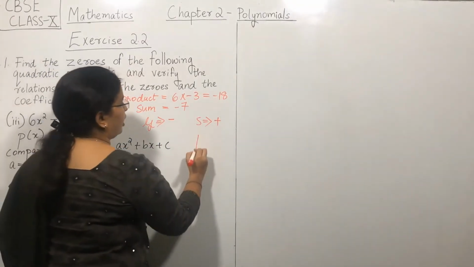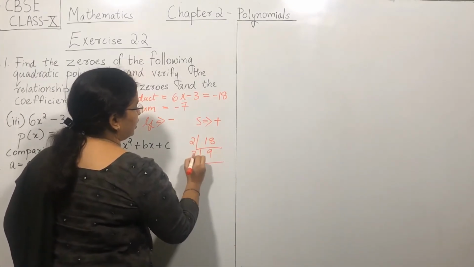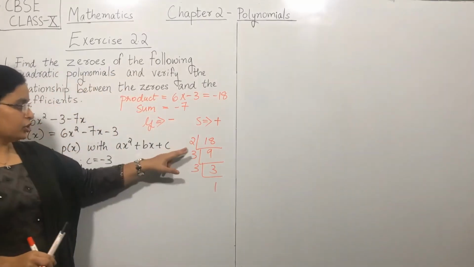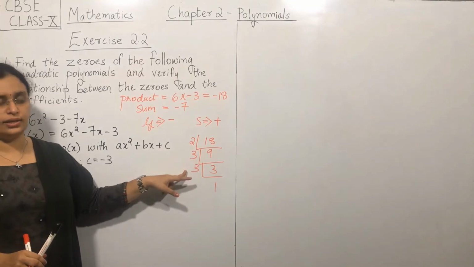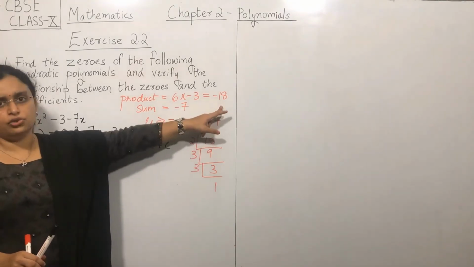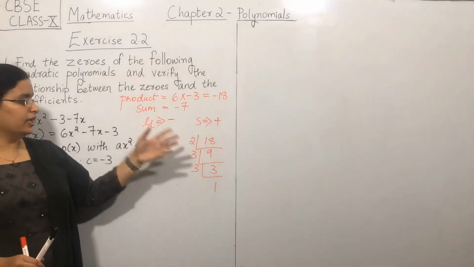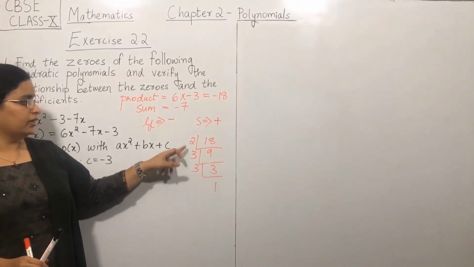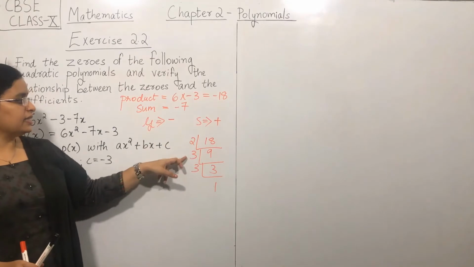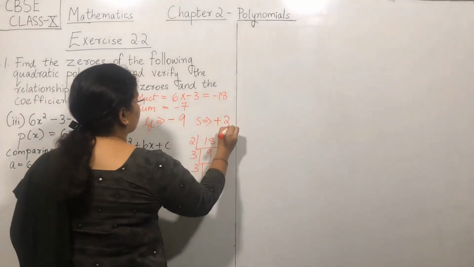Now we can factorize 18: 2, 9, 3, 3, 3, 1. We can take the first combination, 2 into 3, 6, and 3: minus 6 into 3, minus 18, no problem. But minus 6 plus 3 equals minus 3, not minus 7. We can take the other combination, 3 into 3, 9, and 2: minus 9 into 2, minus 18. Minus 9 plus 2 equals minus 7. So minus 9 and plus 2.